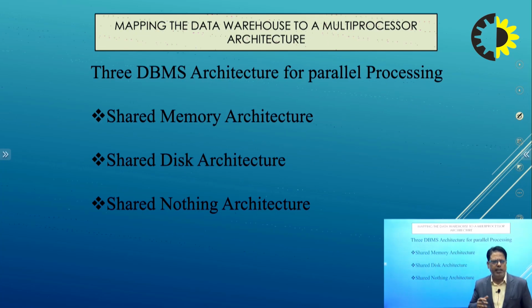Basically, 3 types of DBMS architectures are used in parallel processing. First one is shared memory architecture, meaning memory is used in shareable mode by all the processors. Then shared disk architecture and shared nothing architecture. In shared nothing architecture, there is no shared memory and no shared disk, meaning each and every system has its own memory and own CPU.